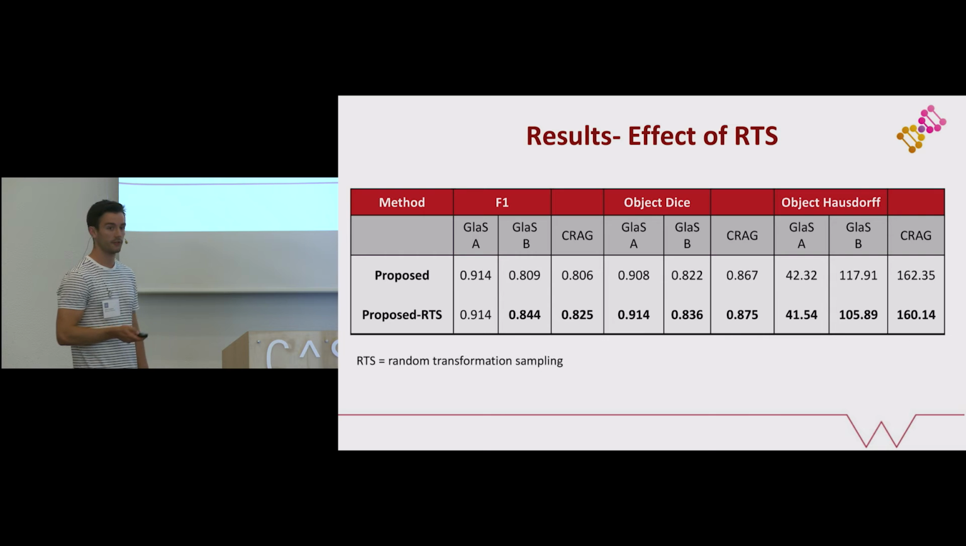For random transformation sampling, we see that using that refined prediction leads to a significant improvement in the performance on nearly all the measurements, whereas the F1 score just remains the same. So therefore, this idea of random transformation sampling actually does increase the performance.